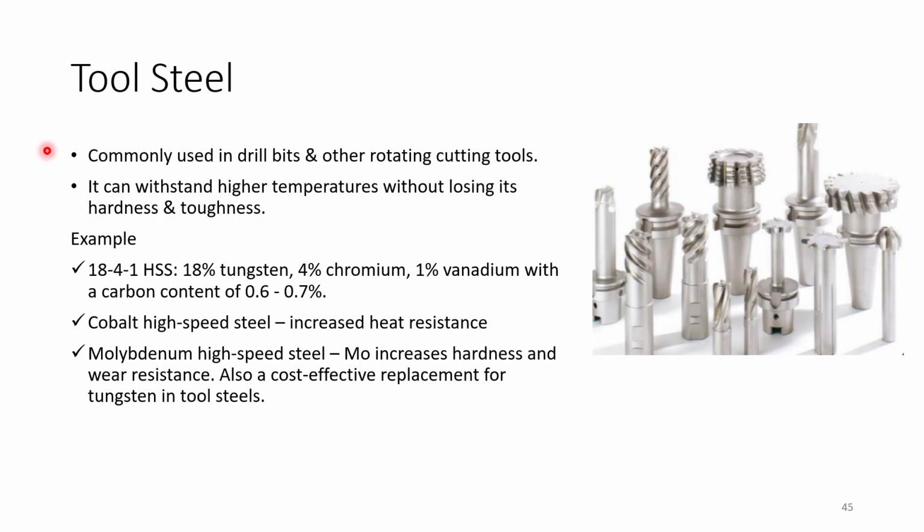Tool steels are commonly used in drill bits and other rotating cutting tools. They can withstand higher temperatures without losing their hardness and toughness. An example is 18-4-1 HSS, which is 18% tungsten, 4% chromium, and 1% vanadium with a carbon content of 0.6 to 0.7%. Cobalt high-speed steel shows increased heat resistance. Molybdenum high-speed steel has molybdenum, which increases hardness and wear resistance, and is also a cost-effective replacement for tungsten in tool steels.